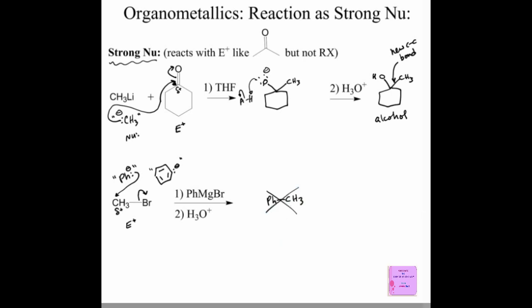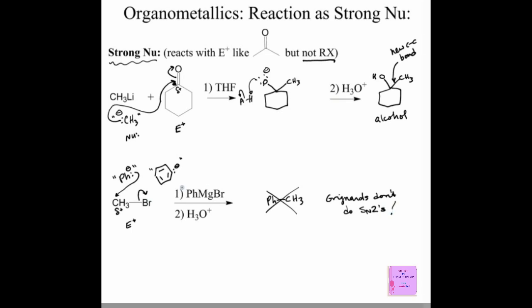Okay, and that's just an exception that we really need to get used to seeing, is that Grignards do not react with an alkyl halide. And when I say Grignard, I mean Grignard or organolithium. They're pretty much going to be used interchangeably for most of our reactions. Grignards don't do SN2s. They don't do SN2 mechanisms. They're not there to react with an alkyl halide.